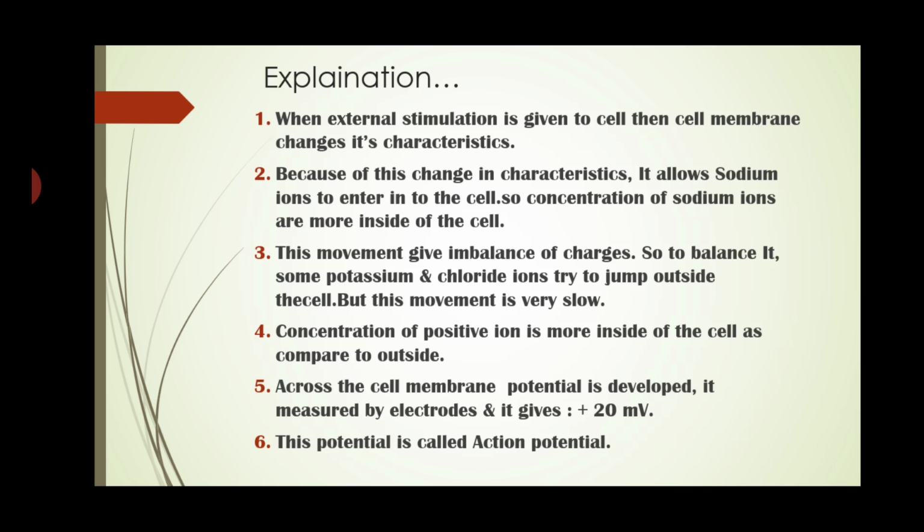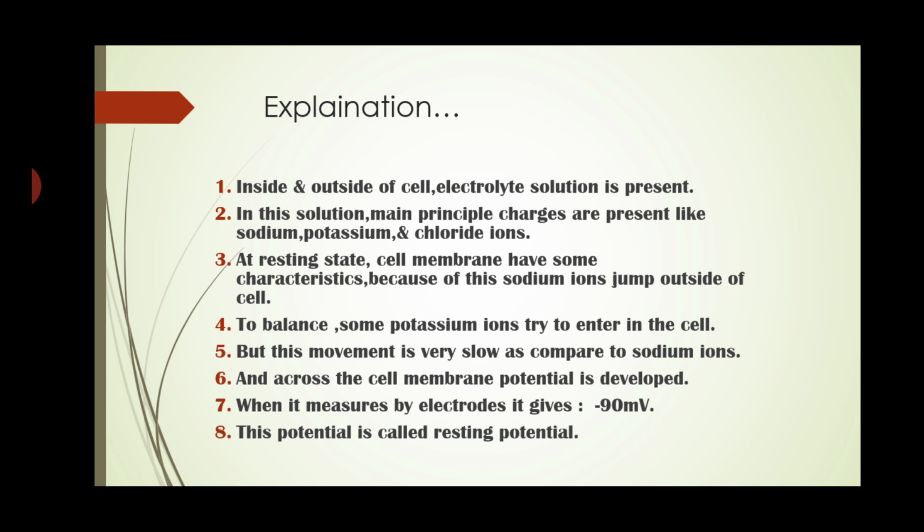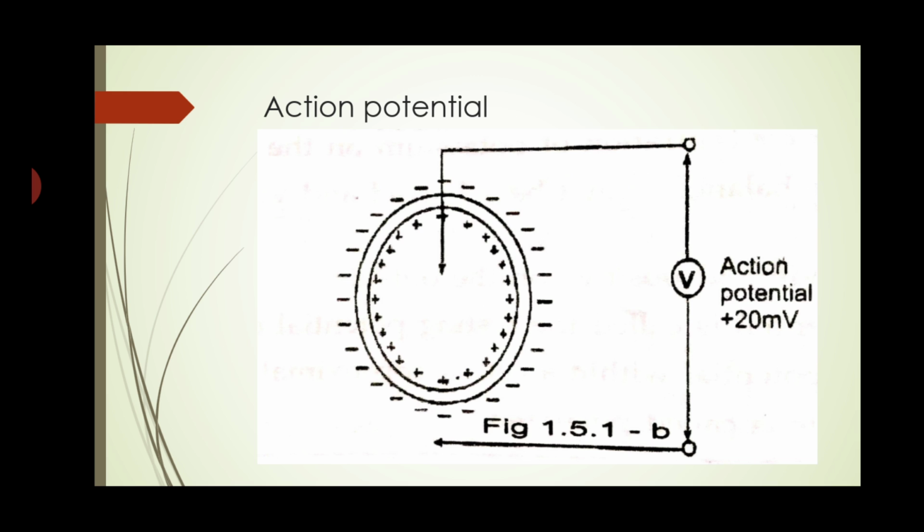But this movement is again very slow. So the concentration of positive ions is more inside the cell as compared to the outside. Across the cell membrane, a potential is developed. It is measured by electrodes and it gives plus 20 millivolt. And this potential is called the action potential. So this is the diagram you have to draw for the action potential.